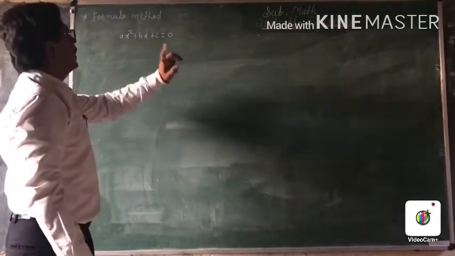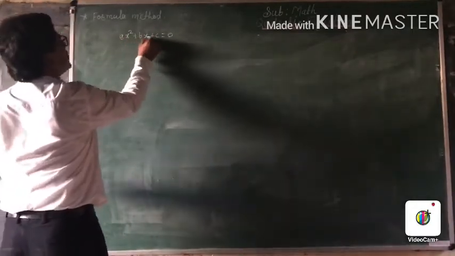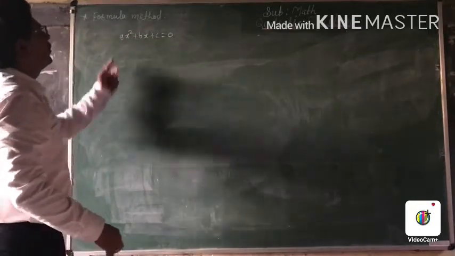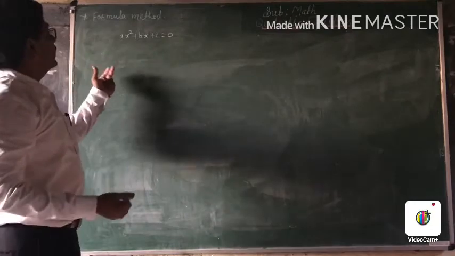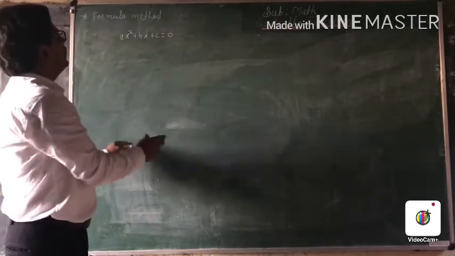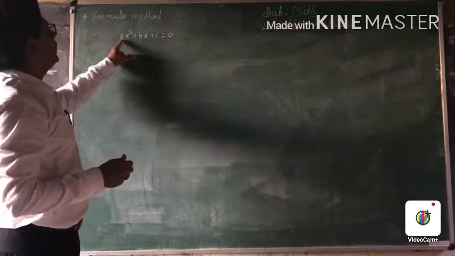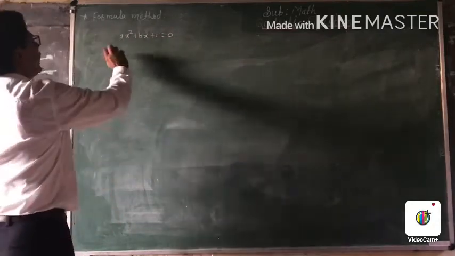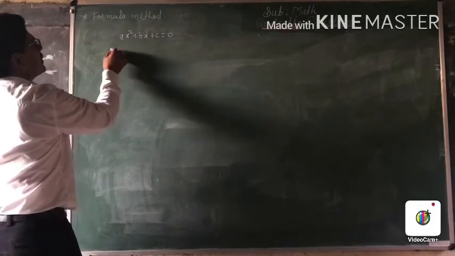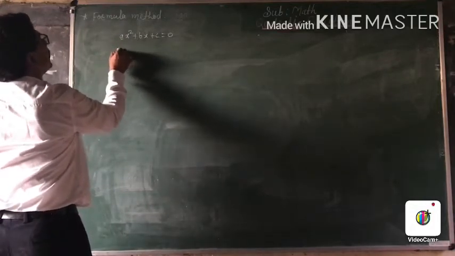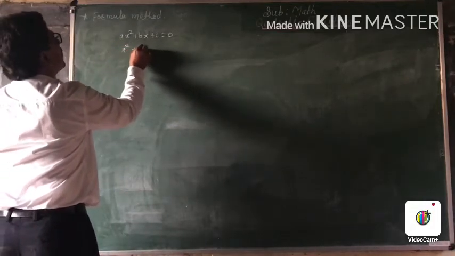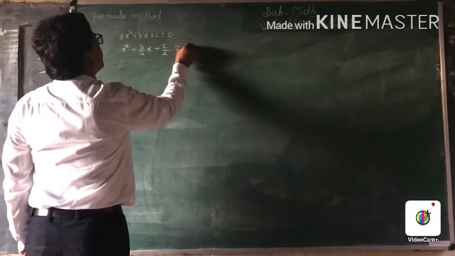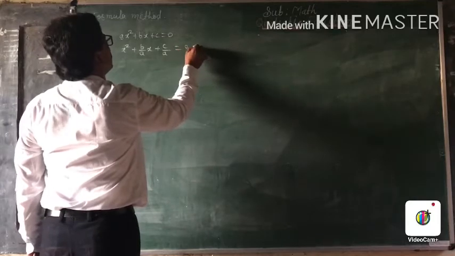What about a, b, c? They are real numbers. Now, by the completing square method, we find the formula in terms of a, b, c of the variable x. Here is the variable x. Now, dividing both sides by a, therefore x square plus b upon a x plus c upon a is equal to 0, as 0 divided by a is 0.